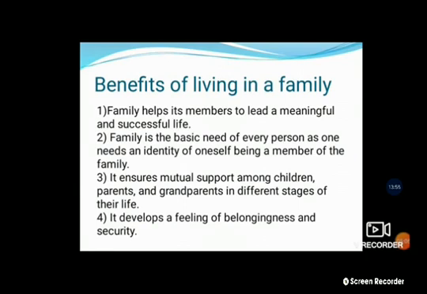So dear students, today we learned so many points about the joint family as well as the nuclear family, the difference between joint family and nuclear family, benefits of living in a family, and also the signs used for a family tree.